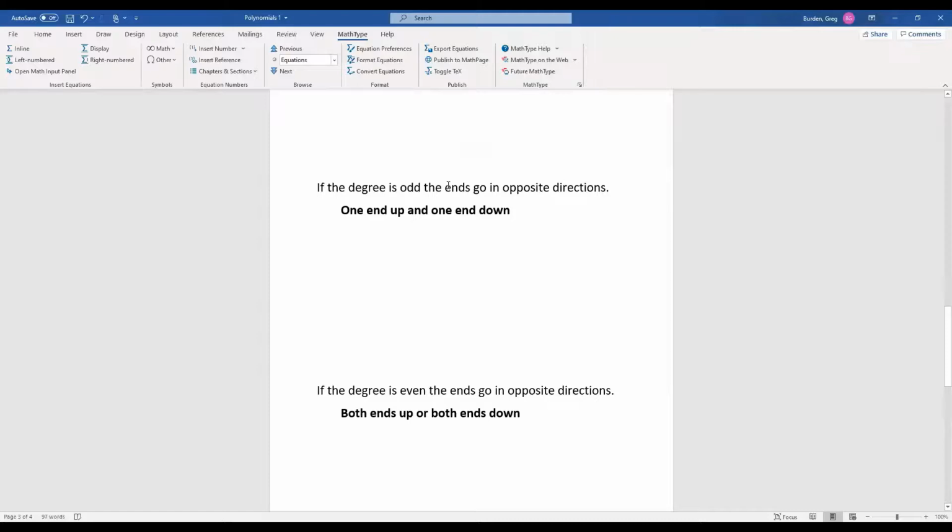Let me see. I think I changed this and changed it the wrong way. So you fix that. If the degree is even, the ends go in... Oh no, I had it. That's the problem with cutting and pasting. You need to read everything you pasted. Okay. If the degree is odd, the ends go in opposite directions. If the degree is even, the ends go in the same direction.